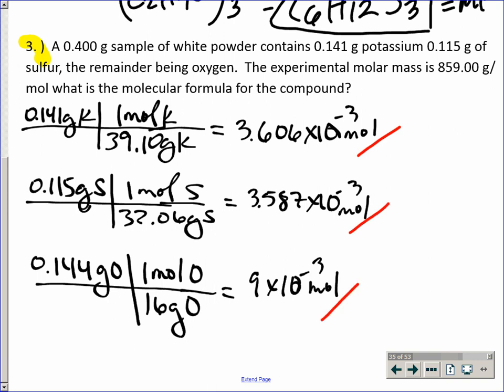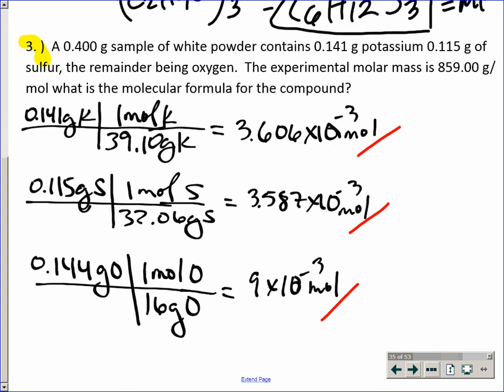All right, you should be at the same point as I am at least. Give me a thumbs up if you got these moles for potassium, sulfur, and oxygen. I used scientific notation, but you can figure that one out. Don't forget oxygen is a component of the whole, so you take 0.4 grams, subtract the potassium, subtract the sulfur, and the rest is oxygen. That's how we got 0.144. So what's your next step?